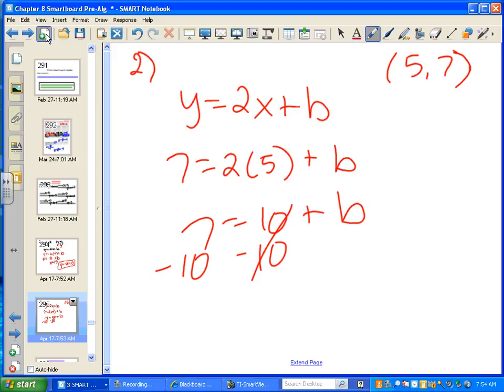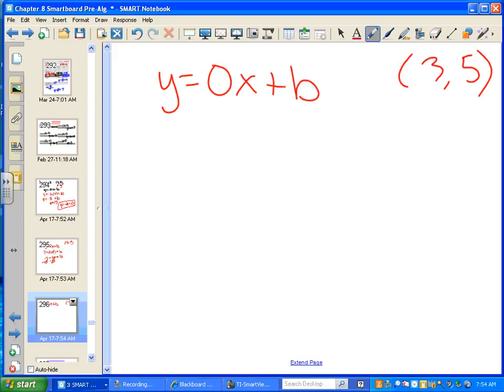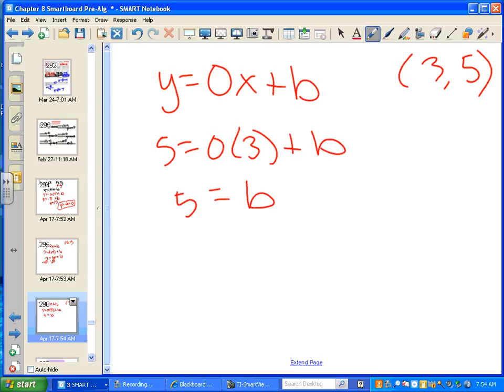Okay, number 6, you know right off the bat that the slope is 0. So we have y equals 0x plus b. And you know it goes through (3, 5). So I'm going to start there. Slope is 0, you know it goes through this point. Plug in your x and your y. 0 times anything is 0. So you know your b is 5.